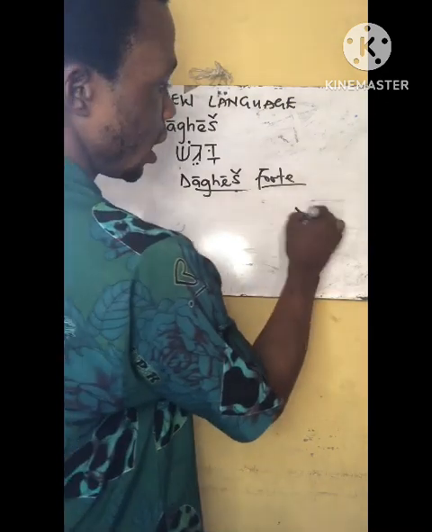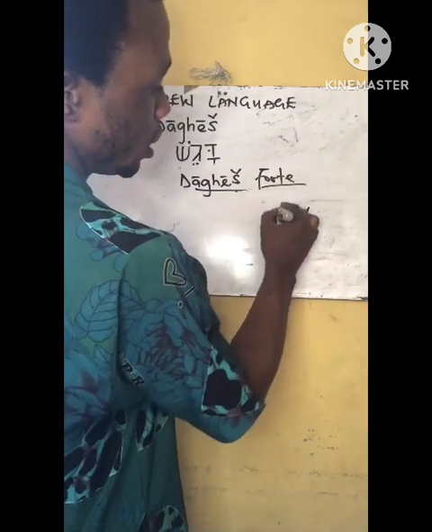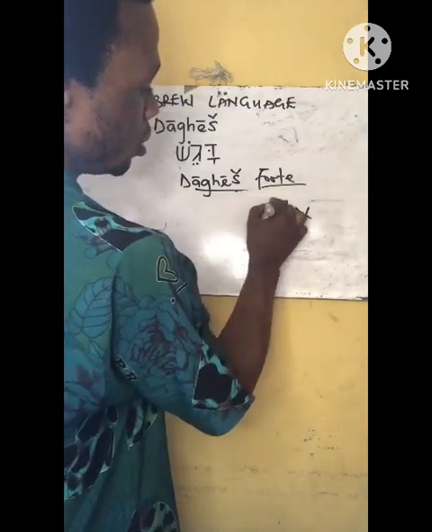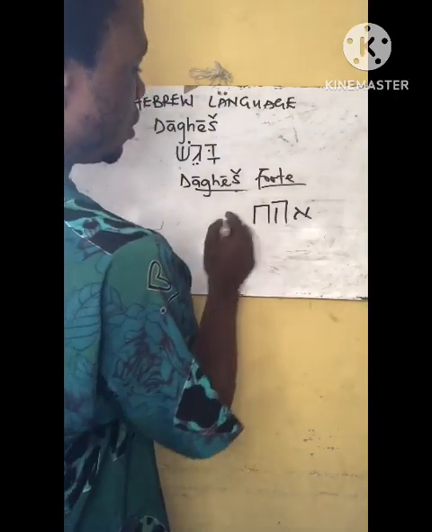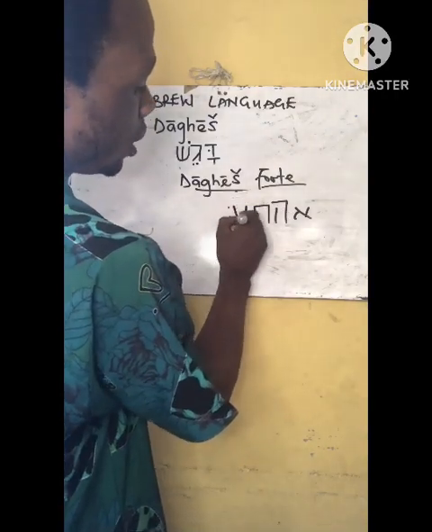This is Aleph. It's a guttural letter. This is He. This is Het. And this is Ayin.